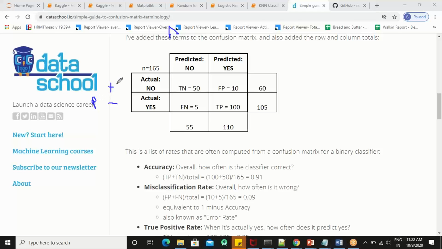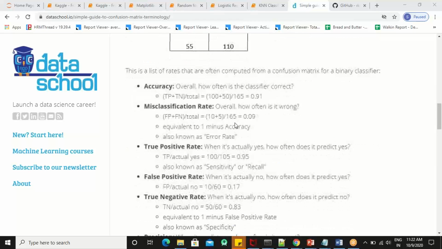Sorry, let me revert it. Actual, what I follow is actual, positive, negative, and on this side predicted, positive, negative. आप लोग अपना कोई एक कॉन्सेप्ट रख सकते हो जो आपको समझ आए, बट सिर्फ एक ही रखना. डोंट चेंज योर कॉन्सेप्ट बाय वेबसाइट्स और बुक्स just to build this confusion matrix. That's the only point. Rest everything is same.